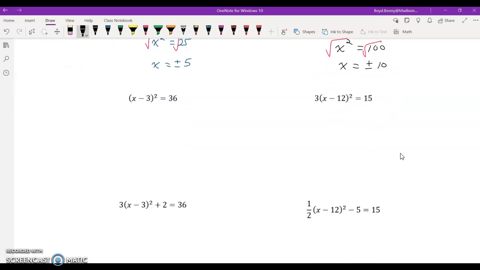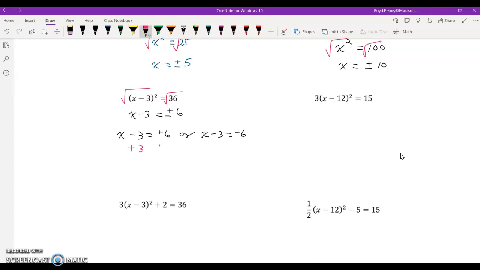For our next example, as you can see here, we have a quantity squared. So for this example, we're going to take the square root of both sides because we already have our squared expression isolated. That's going to leave me with x minus 3 equals plus or minus 6. So to solve this one, I need to solve x minus 3 equals positive 6, or x minus 3 equals negative 6. As you can see, we're going to have two solutions.